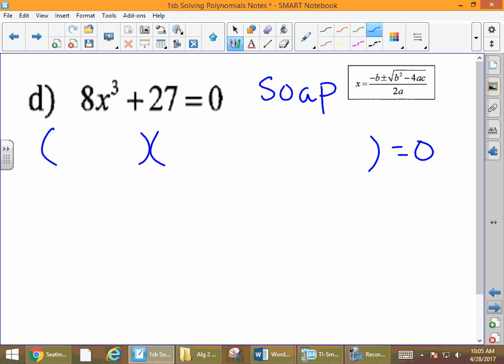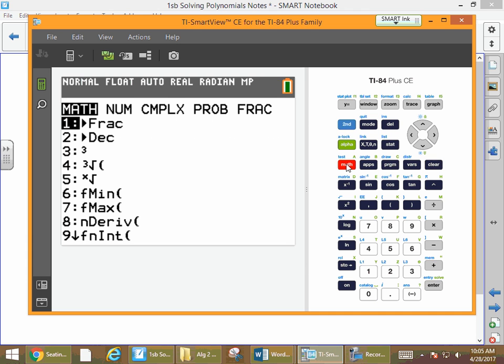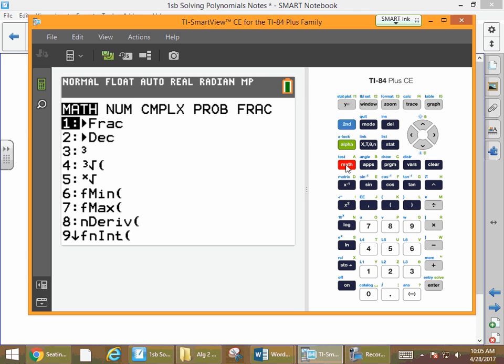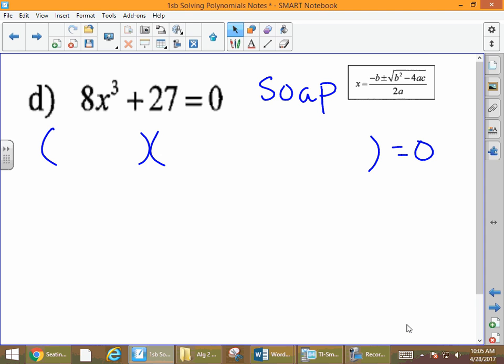So our first step is to find the cube root of 8x cubed. I think it's already on my calculator, but I want to show you how to do it. Math, number 4, and 8. The cube root of 8 is 2. But we're also going to have to find the cube root of 27, if you don't know it already. Again, math, number 4, and 27. That's going to give us 3. So we're taking the cube root of both these values.